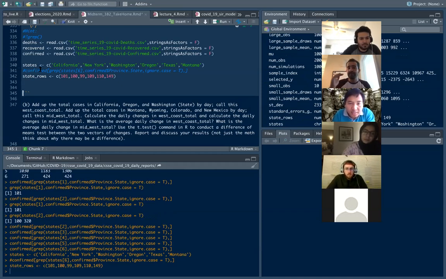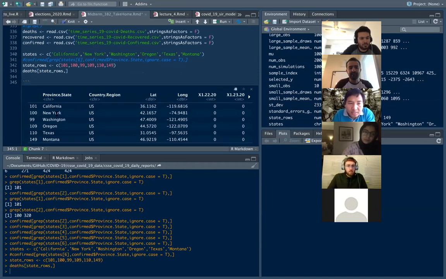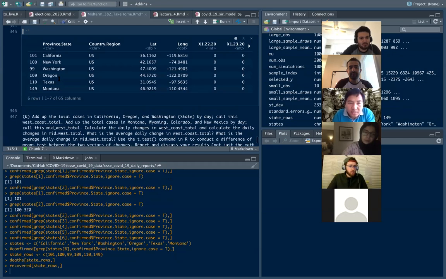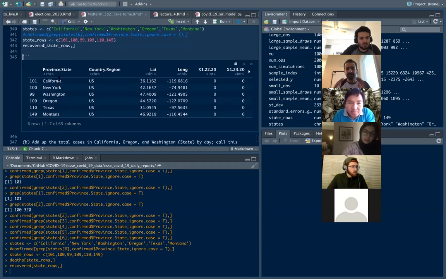Okay, the data sets do line up. So if I go into deaths and I look at those state rows, it should be exactly the same: California, New York, Washington, Oregon, Texas, Montana, and the same thing with recovered. So they did actually a great job at that. California, New York, Washington, Oregon, Texas, Montana. Lines up perfectly. Make sense? Okay.